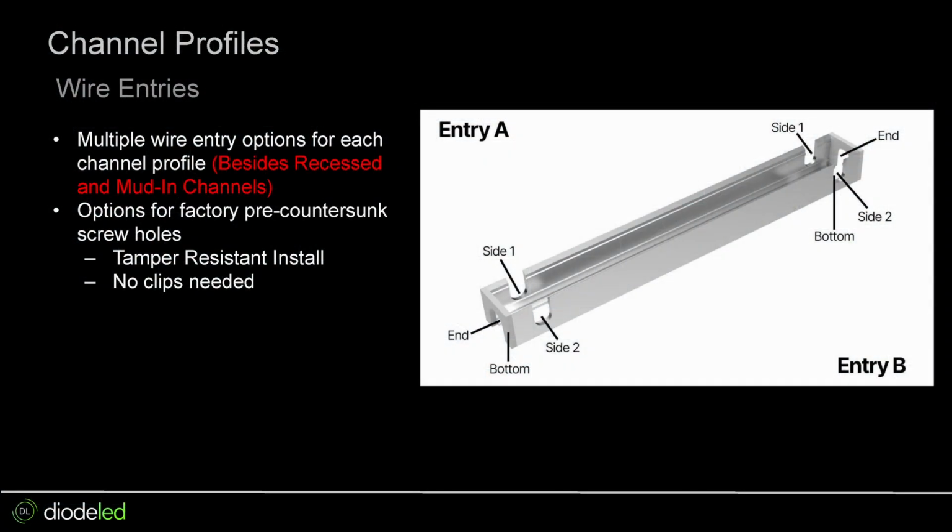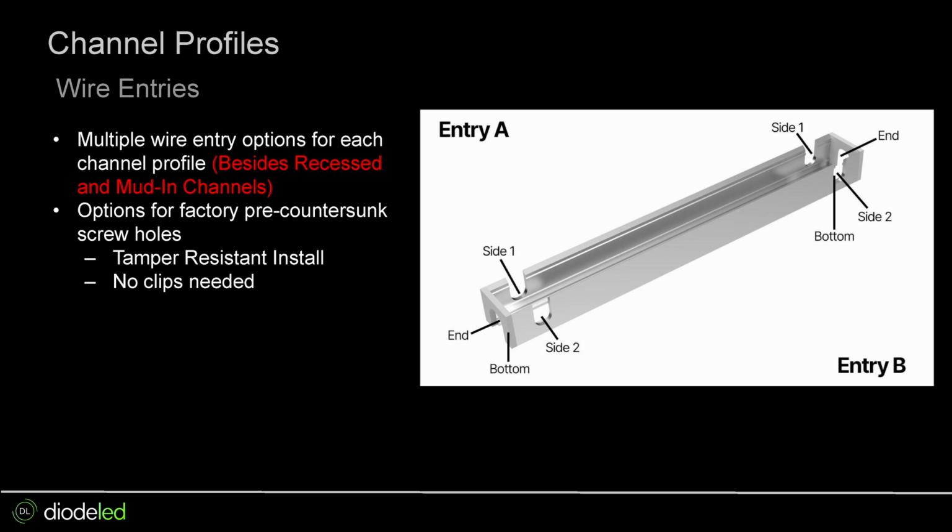We have multiple different ways that you can specify how you want that wire to come out of the extrusion. So as you can see, obviously the most common is an end wire entry, or you can do a bottom wire entry, a side one, or a side two. So just keep this in mind when you are designing a project.